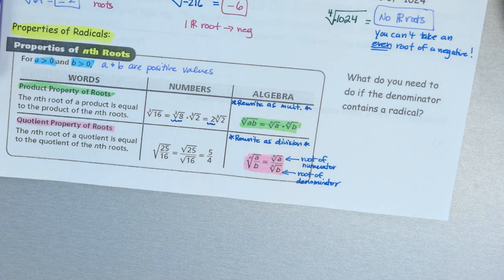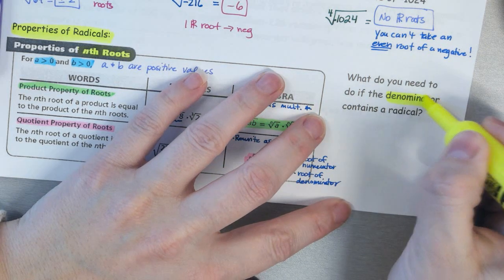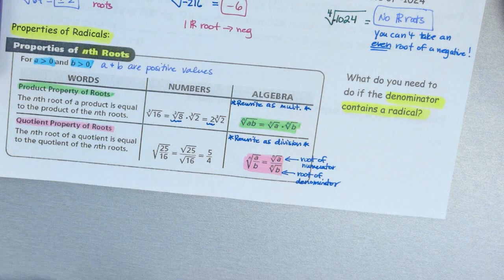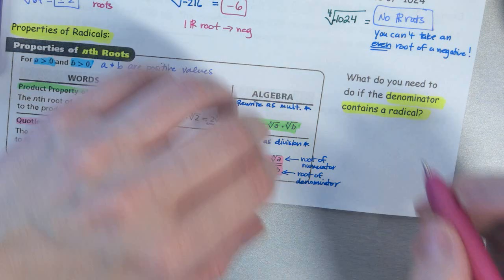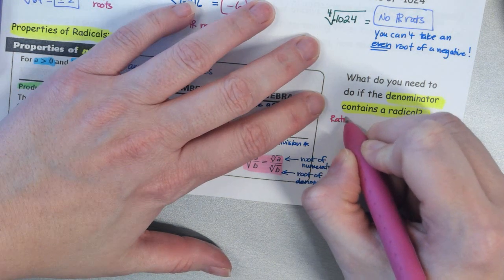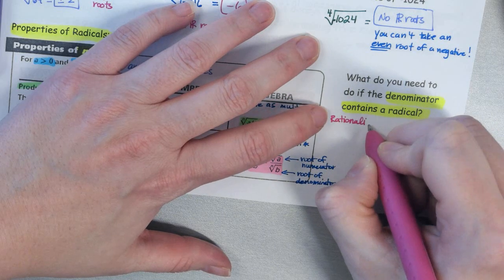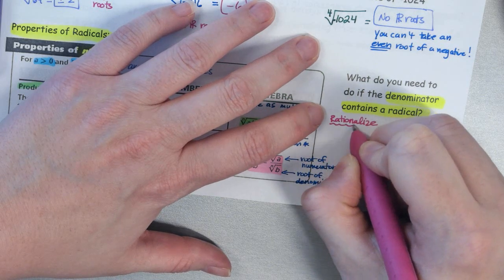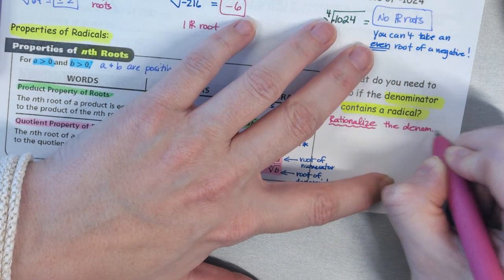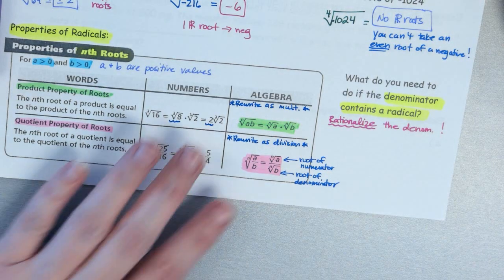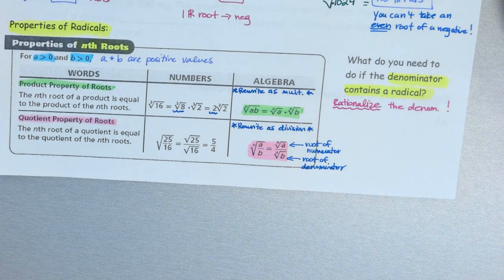What if the denominator contains a radical? What do we have to do? You guys remember what it's called? We have to do what? It does start with an R. Yeah, rationalize. Okay, so we rationalize the denominator. Alright, so let's do a practice round of that.